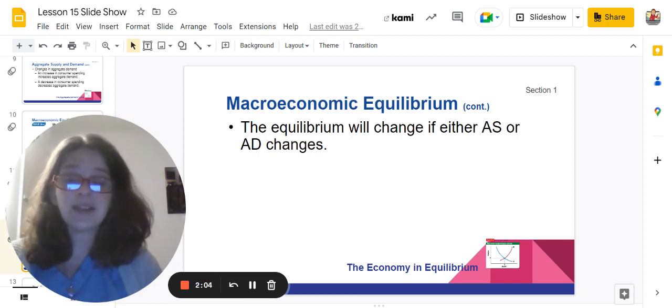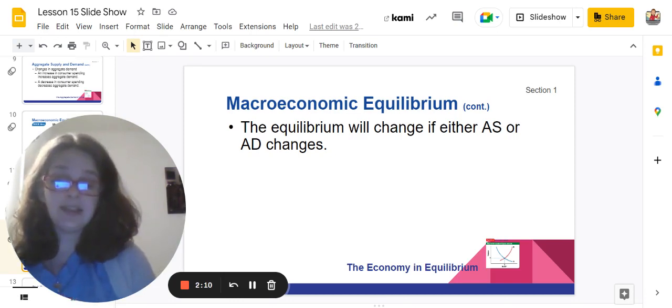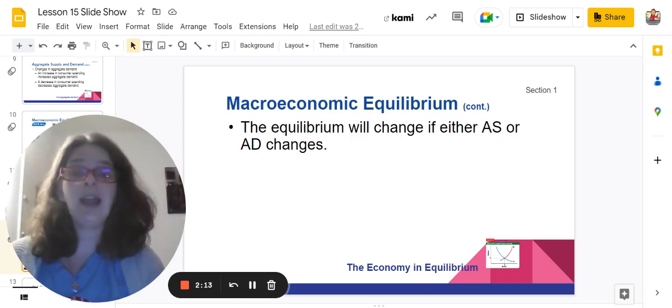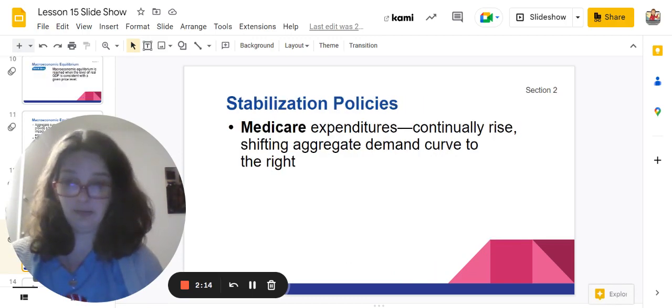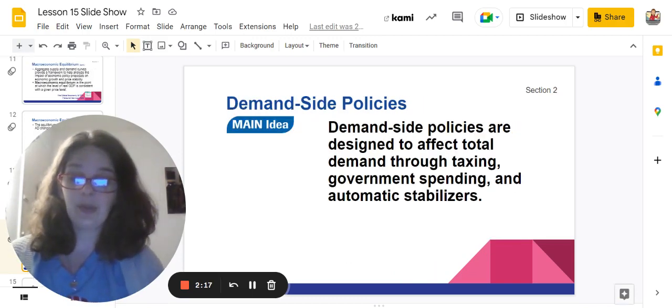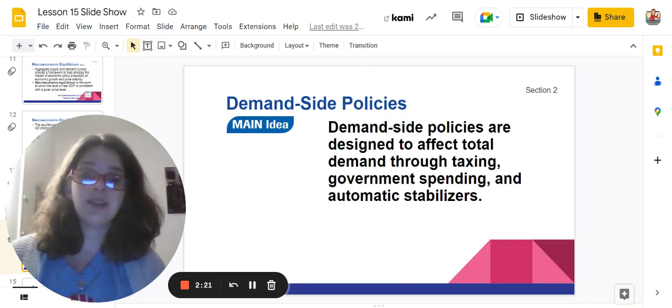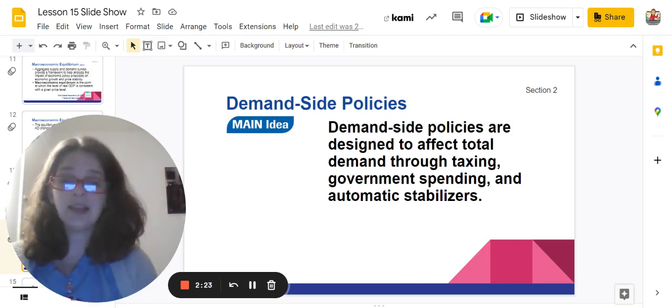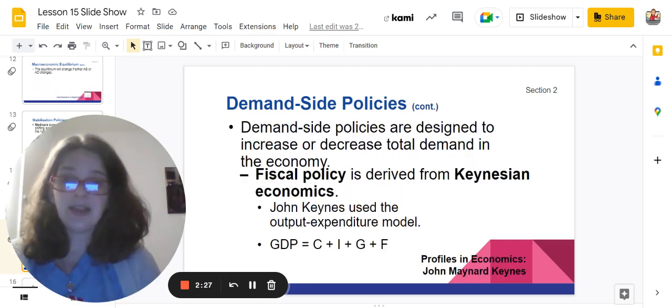Demand-side policies affect aggregate demand, while supply-side policies affect aggregate supply. Our economy needs a combination of both demand-side and supply-side policies. Demand-side policies are designed to affect total demand through taxing, government spending, and automatic stabilizers. Demand-side policies are designed to increase or decrease the total demand for the economy.